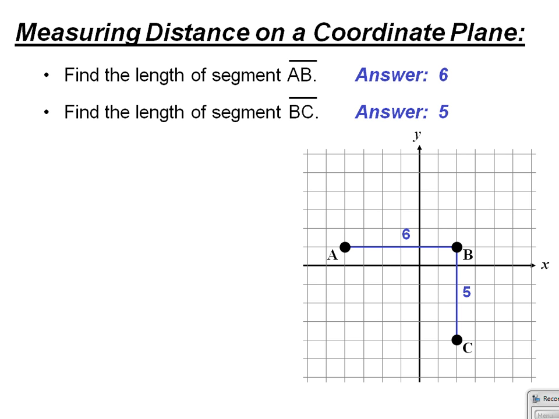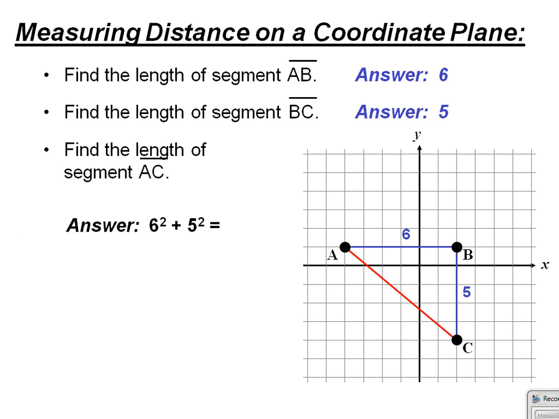However, what if I asked you to find the length of segment AC? Notice now that it's not easy to count the spaces between point A and C because AC is slanted. It's not perfectly horizontal or perfectly vertical. But remembering that we're in the Pythagorean theorem unit, you'll notice that this is a right triangle, so we can employ the Pythagorean theorem: a squared plus b squared equals c squared. So 6 squared is 36, 5 squared is 25, 36 plus 25 is 61. So c has to equal the square root of 61.